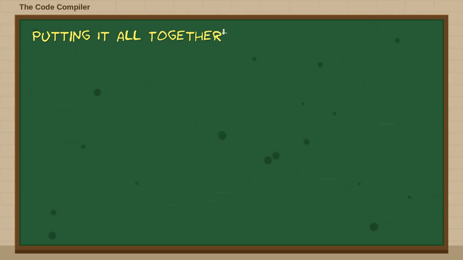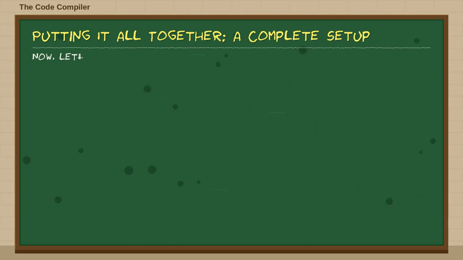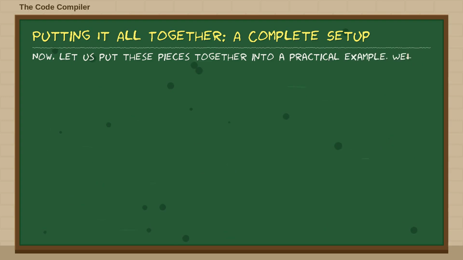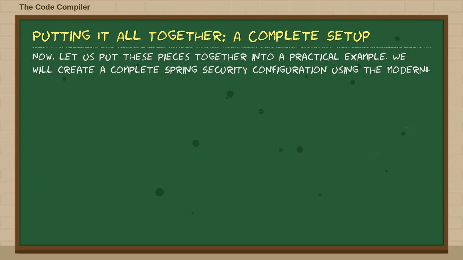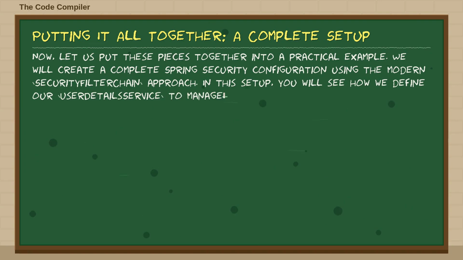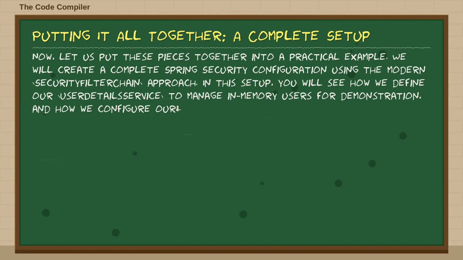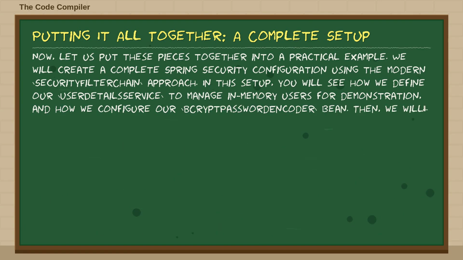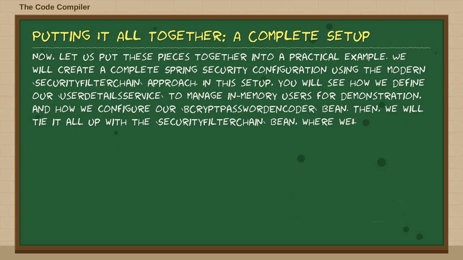Now, let us put these pieces together into a practical example. We will create a complete Spring Security configuration using the modern security filter chain approach. In this setup, you will see how we define our UserDetailsService to manage in-memory users for demonstration, and how we configure our BCryptPasswordEncoder bean.